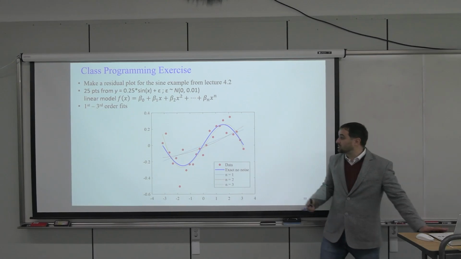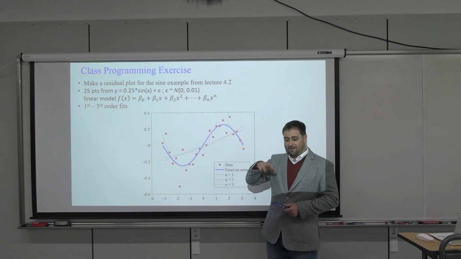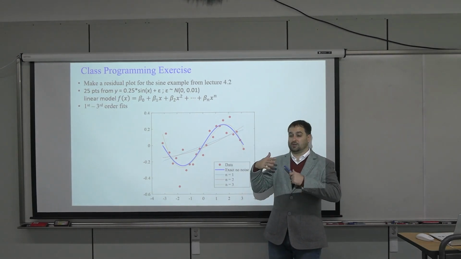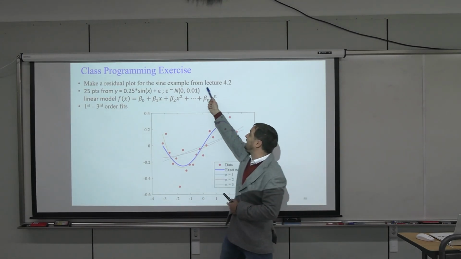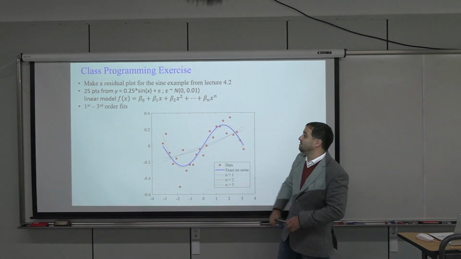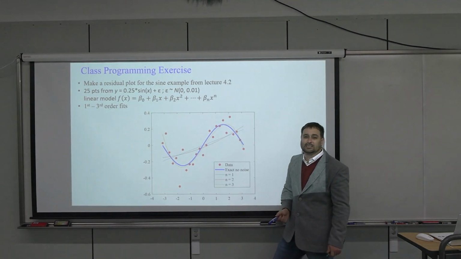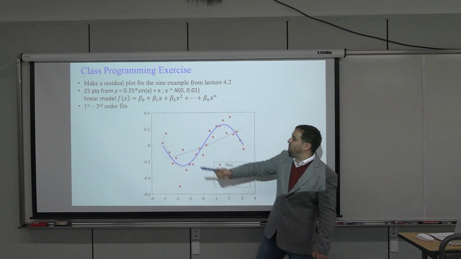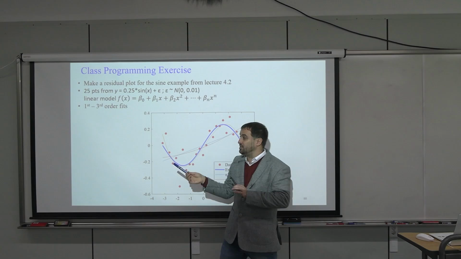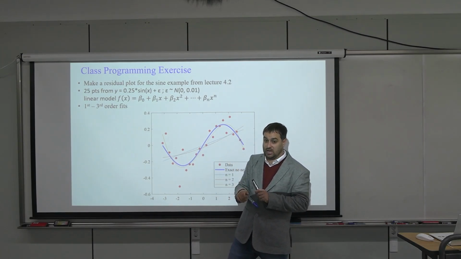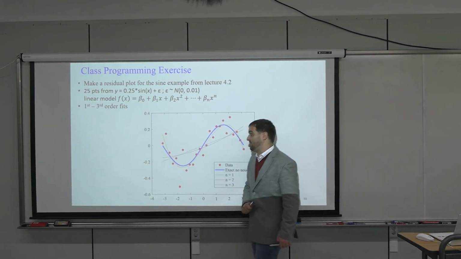Okay, so now let's go back to our example, and this is where you need to, after this slide, pause the video and work for about 10 to 20 minutes. You need to make a residual plot for the sine of x example from lecture 4.2. That's where we did the 25 points from the sine of x with the 0.1 standard deviation noise, and we fit the linear model. You can do it for all of the fits, but I want you to make residual plots for the simple linear, quadratic, and the cubic fits, okay?